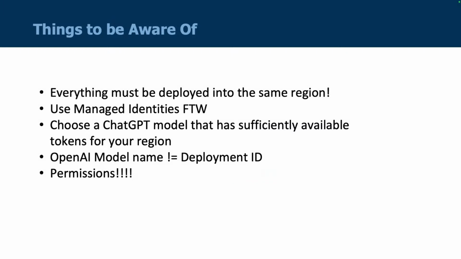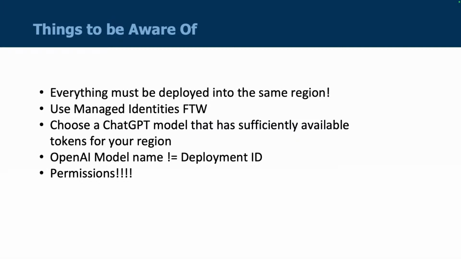Also, when you're choosing your ChatGPT model, some of them have fairly limited token rations available in certain regions. So if you find you're running out of tokens, you might have to change your model. Fortunately, the one that I picked seemed to be working pretty well. Then the OpenAI model name is not equal to the deployment ID. What it's really asking for is the deployment ID, though it isn't obvious in that prompt. So that's something that I'm going to blog about just to make that clear for people. It's apparently a common mistake.